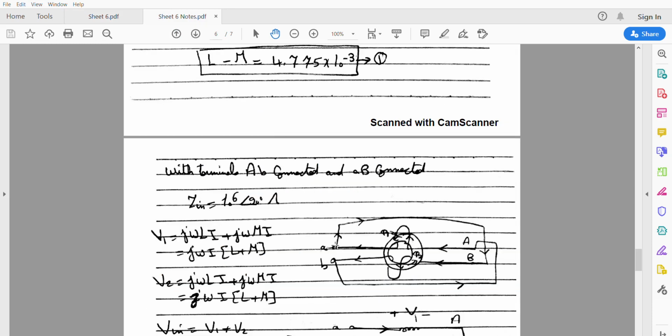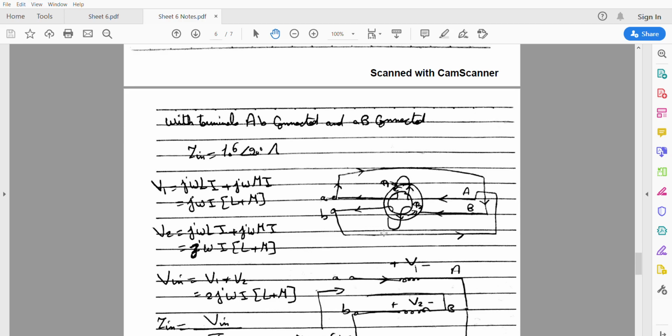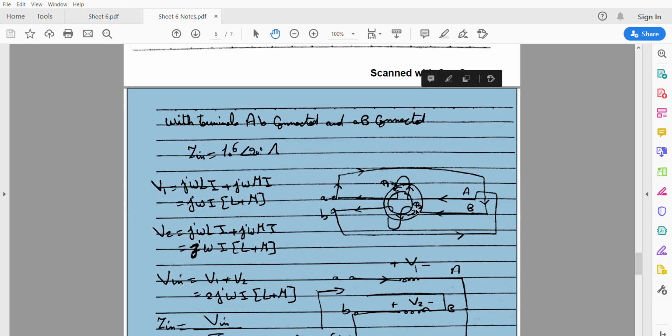So A small and B capital are connected, and B small and A capital are connected, and the impedance seen from this is equal to 10 power 6 angle 90. Following the same procedures, the current is moving in this direction along the circuit, so it will go by this line. As mentioned before, the direction of the current is out of the paper, so the direction of the magnetic field is to the right.